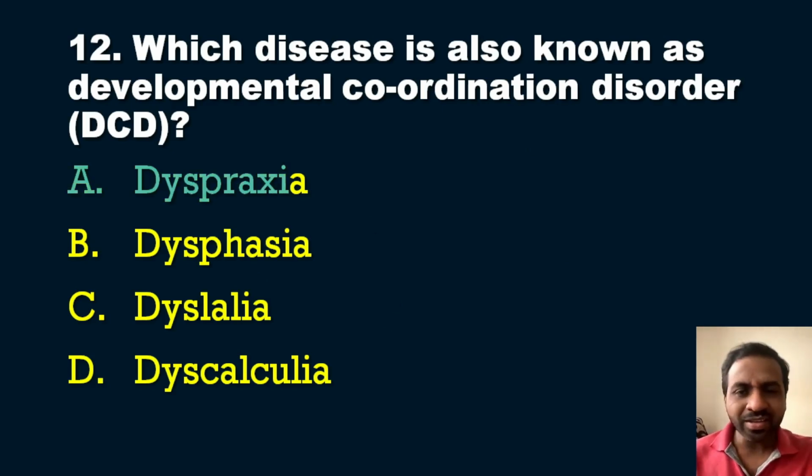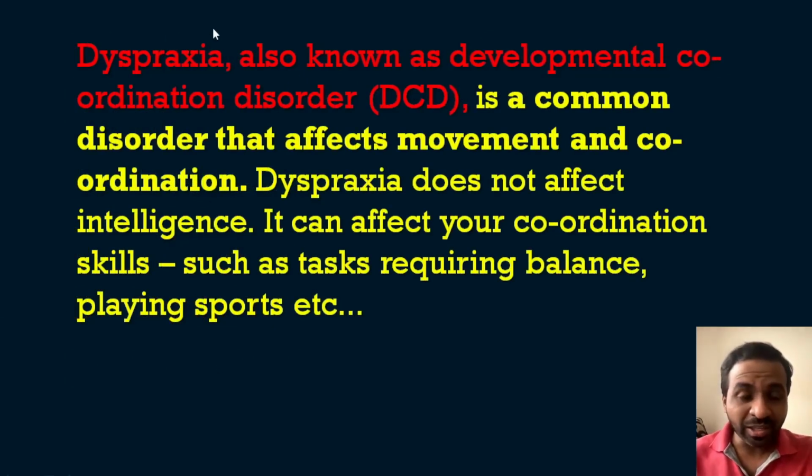Obviously, the answer is option A, that is dyspraxia. We know that dyspraxia, also known as developmental coordination disorder, is a common disorder that affects movement and coordination. It is a disorder that affects only movement and coordination, and dyspraxia does not affect the intelligence of the patient.